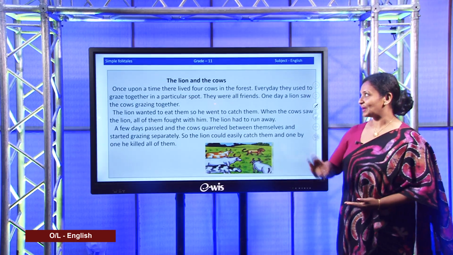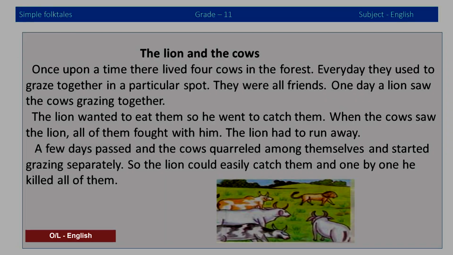Okay, now look at the screen. The Lion and the Cows. Okay, children, take your own time and read this story. It's a very beautiful story and it gives a moral message too.